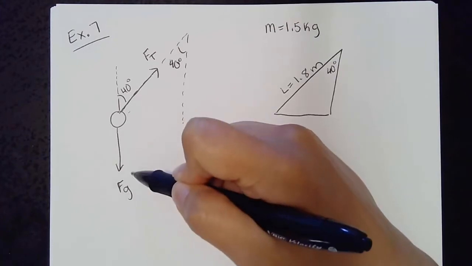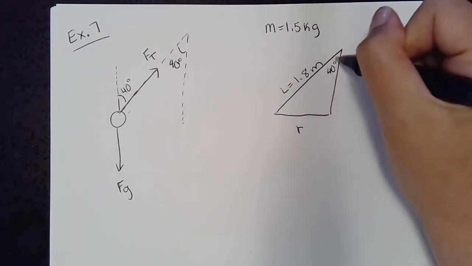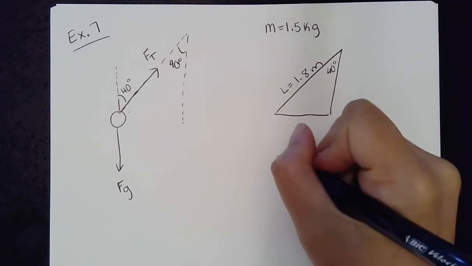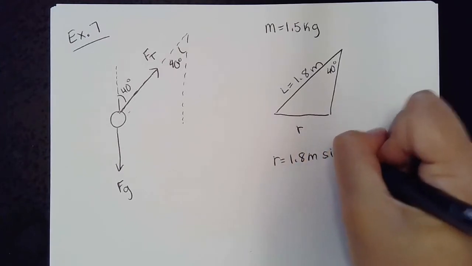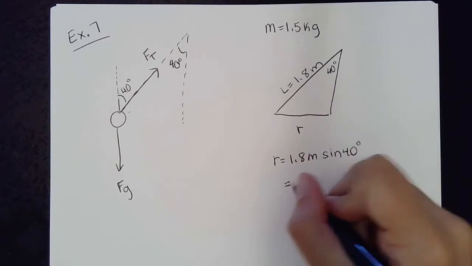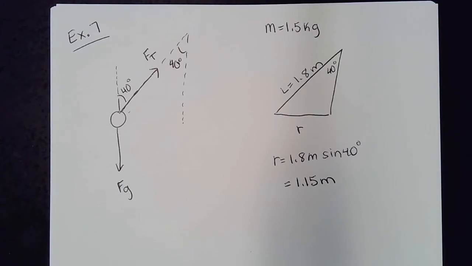Then we have the weight downwards, and we will need the radius. We're given the length of the string here at 40 degrees, so let's find that first. I'll have r equals 1.8 meters sine 40 since it's the opposite side to this angle, and that's 1.15 meters for the radius of the motion. Okay, now we're looking for the tension in the string and the speed.